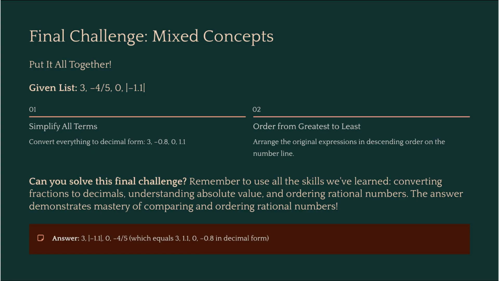For your final challenge, consider the list 3, -5/4, 0, and the absolute value of -1.1, the decimal of -1.1. First, simplify and convert all to decimals. Second, order the original list from greatest to least. This challenge requires you to use all the concepts, ordering, conversion, and absolute value, all at once.